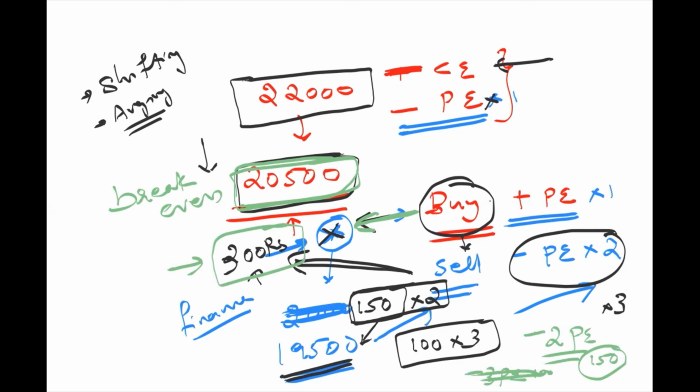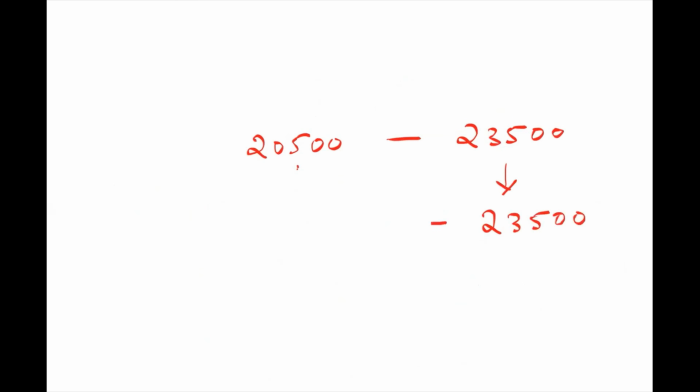Now by doing this, what happened? Now my range is actually extended, right? What is the range now? Earlier, what was the range? If you see, earlier my range was 20,500 on the downside and 23,500 on the upside. So now the upside range is the same, 23,500, but the downside has changed: I have extended the range from 19,500 to 23,500.